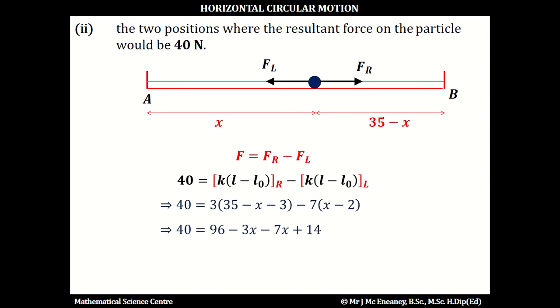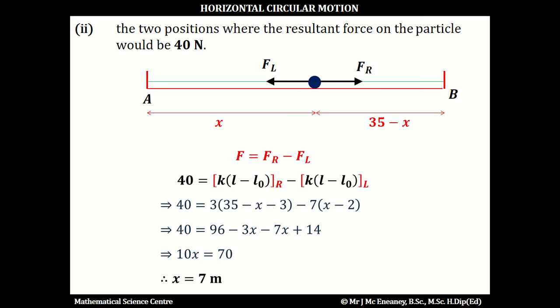So on the right hand side, you get 96 minus 3x minus 7x plus 14. And the x's on the right add to give minus 10x. So if you bring that over to the left, you get a plus 10x, and then all the constants add to give 70. So this means x would be 7 meters from the left-hand wall.